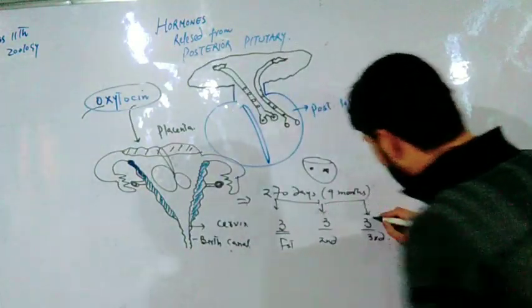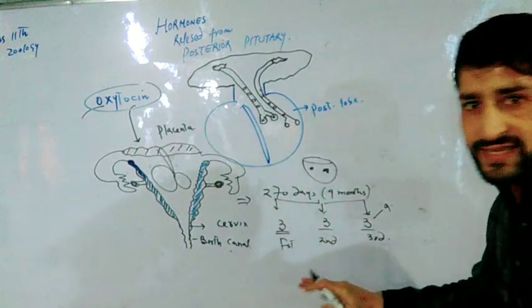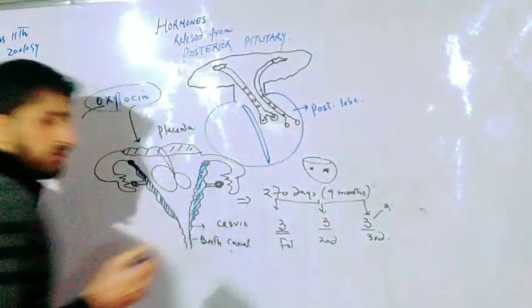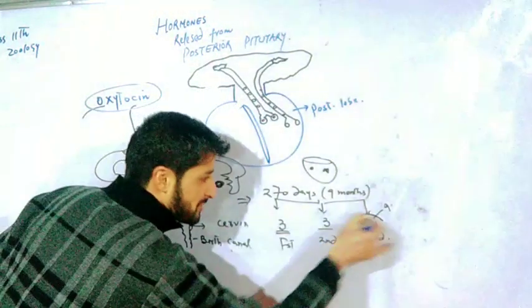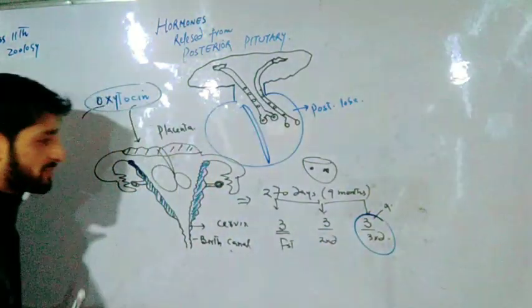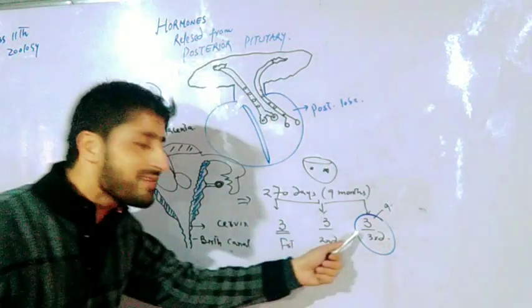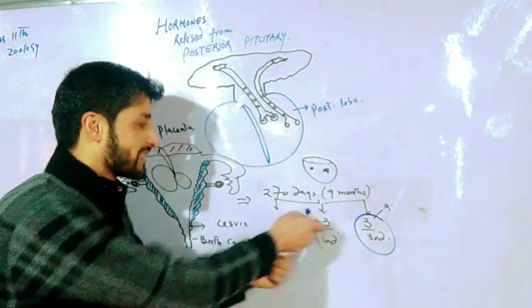Pregnancy makes the 9 months. So first trimester, second trimester, and third trimester. As the third trimester begins, there is the onset of the third trimester. When the third trimester starts, it is not the third month, but the 7th month onwards.